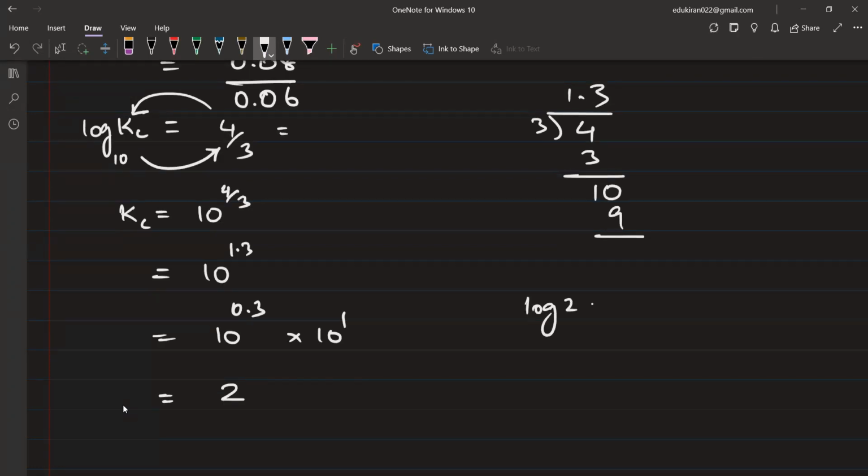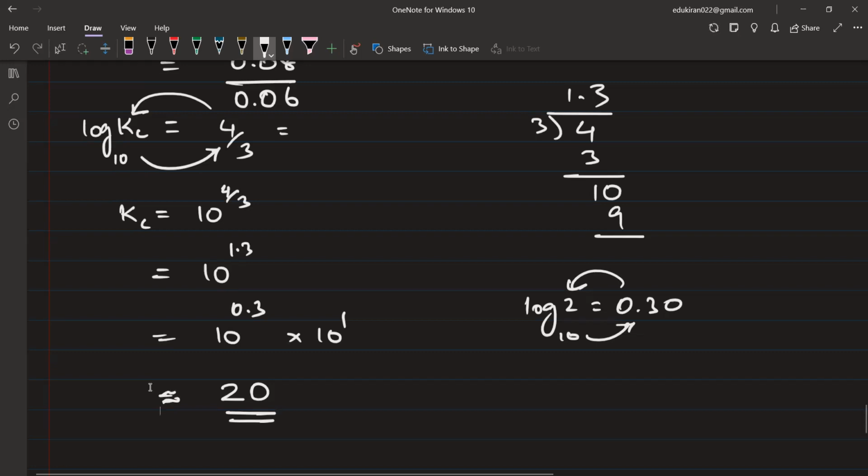Because I know that log 2 is equal to 0.30, so 10^0.3 will be equal to 2. ठीक है, इस वजह से 10^0.3 is equal to 2 into 10, which is equal to 20. So Kc आपके पास कितना जाएगा, approximately 20, आप लोग लिख सकते हैं आंसर को. Okay, please write this down.